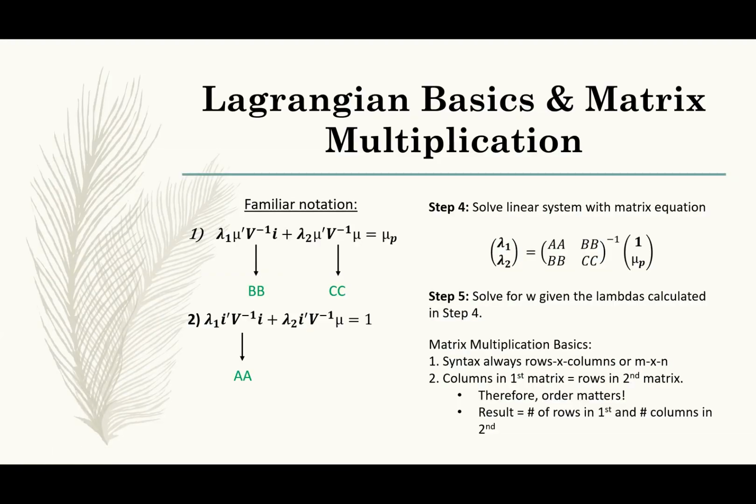Lastly, some basic matrix multiplication rules we need to know. The syntax of matrices always starts with rows and then is followed by columns, or an m times n basis. This means the columns in the first matrix always must equal the rows in the second matrix, and therefore order matters when you're doing multiplication. And the resulting matrix has the number of rows in the first matrix and the number of columns in the second matrix. Now the next step is to code this into R.